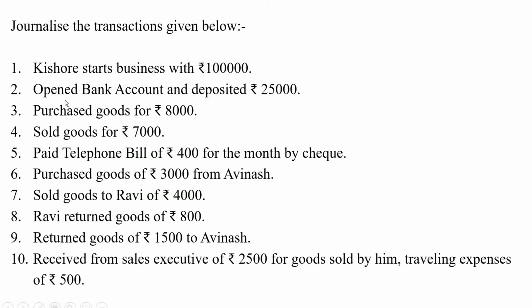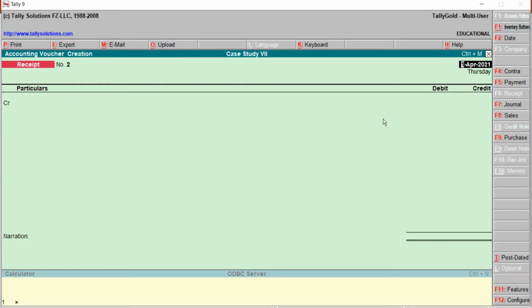The next transaction is opened bank account and deposited rupees 25,000. And here we can see in this particular transaction there is a fund transfer from cash to bank. Whenever we have the transaction between cash to bank, bank to cash or bank to bank, in that case this recording has to be done in contra voucher. Let's see this particular entry in Tally. On the right hand side, select for contra voucher or the function key F4. Just click on this one.